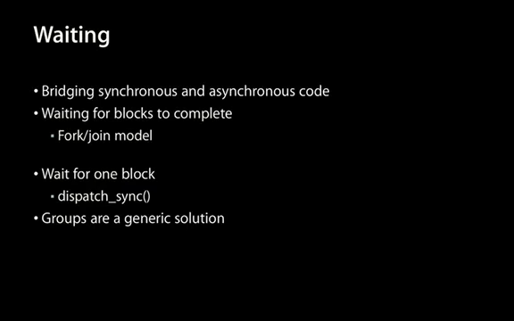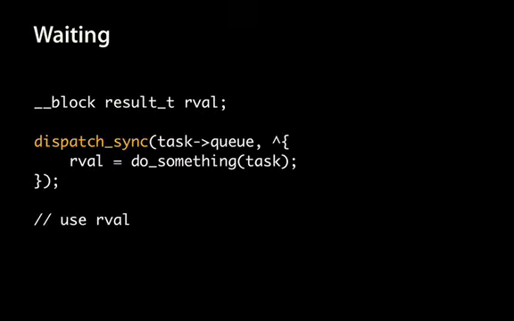You can wait for a set of blocks to complete with the group API, which is sometimes called a fork join model. Or you can wait with one block with an API we call dispatch sync. It's because it's synchronous, it waits. However, groups are a more generic mechanism. So here's an example of dispatch sync. It's like dispatch async, but without one letter.